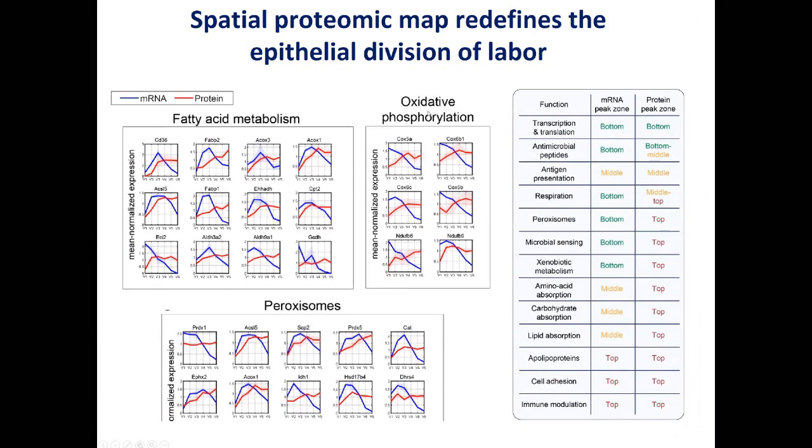This is just an example of respiration. If I look at the RNA for genes that encode the respiratory machinery, I would say that as the enterocyte migrates upwards, they respire less. Makes sense, they have less oxygen. But when you look at the protein, a completely different story, they actually respire more. And having this protein map was very important for us to revise the functional map along the villus axis.